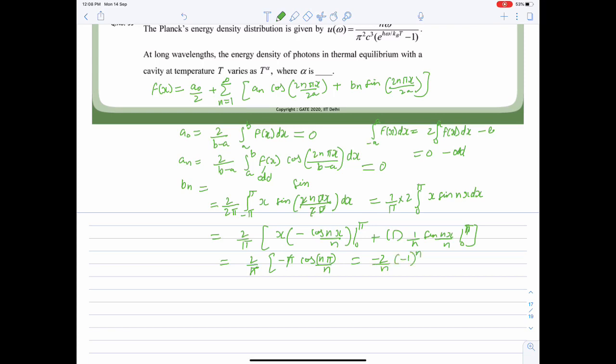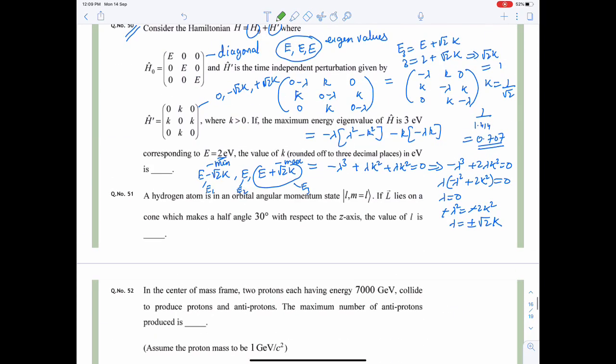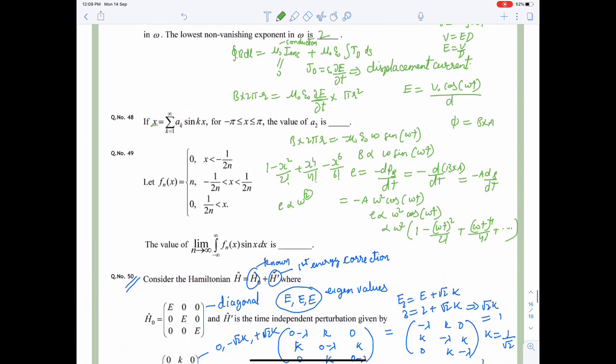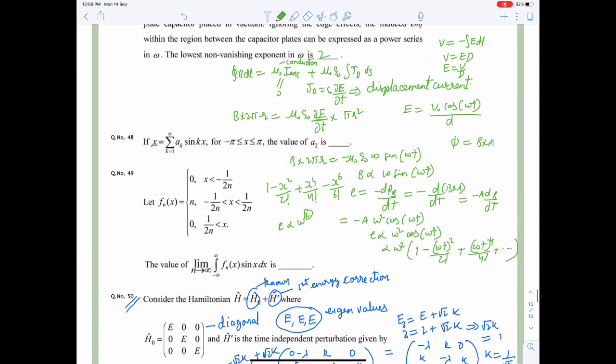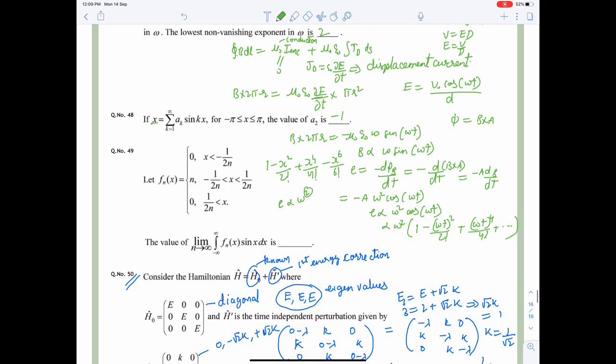Okay, so for n equal to 2 it is asking, minus 2 upon 2 times minus 1 to the power 2. So this will become minus 1. So the answer is minus 1. So b2 is minus 1. Okay.